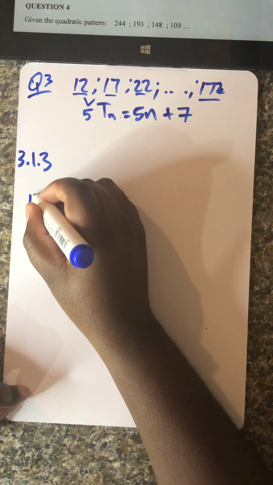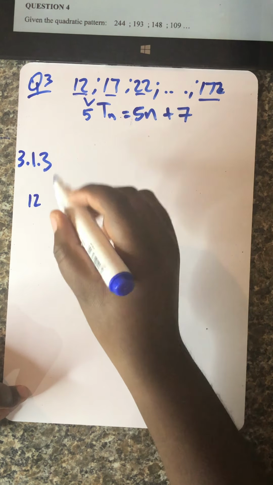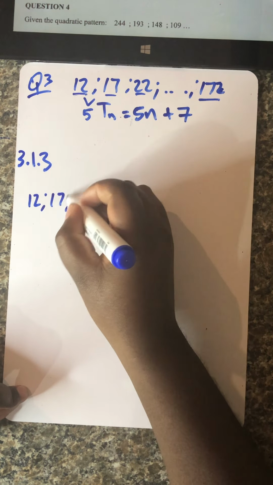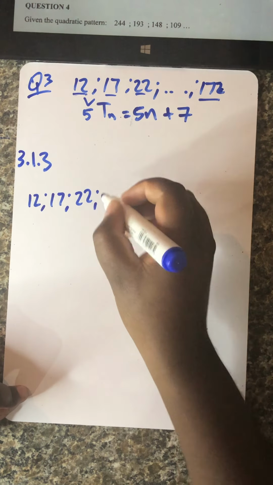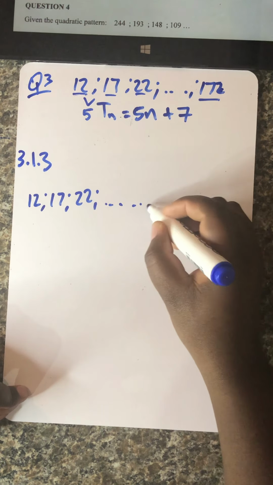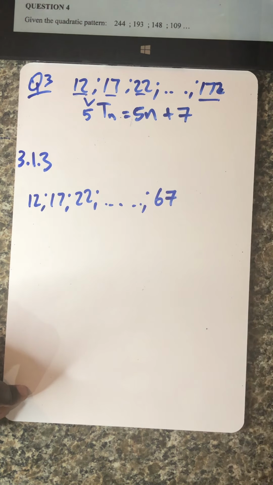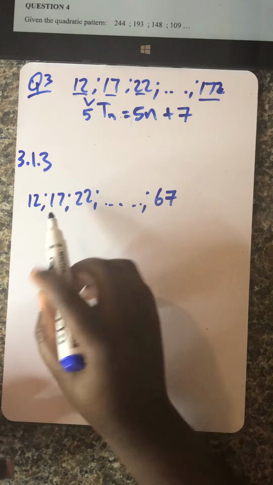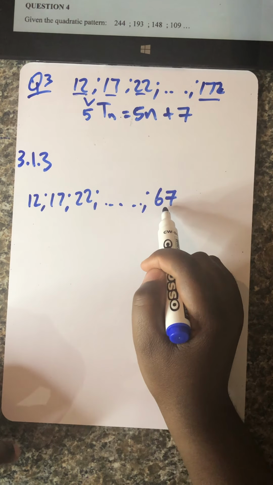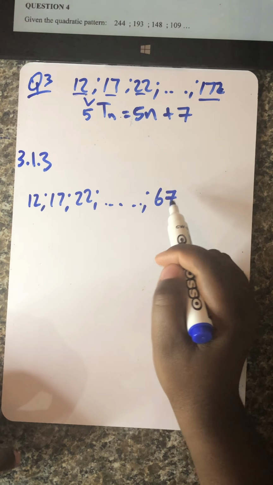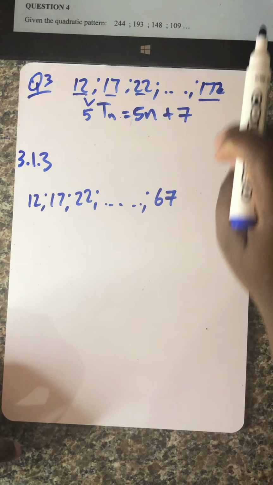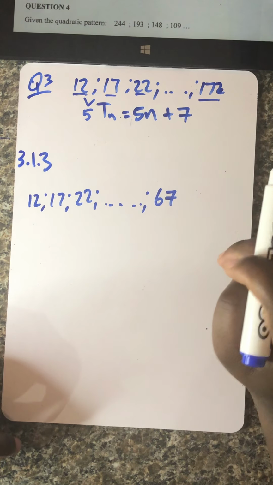Okay, guys, let me do this. You remember from the previous question 3.1.2, we had 12, we had 17, we had 22, and so on until 67. So guys, if we had a pattern similar to this one, remember there's a relationship between that pattern which is given and this one that I'm giving you now.